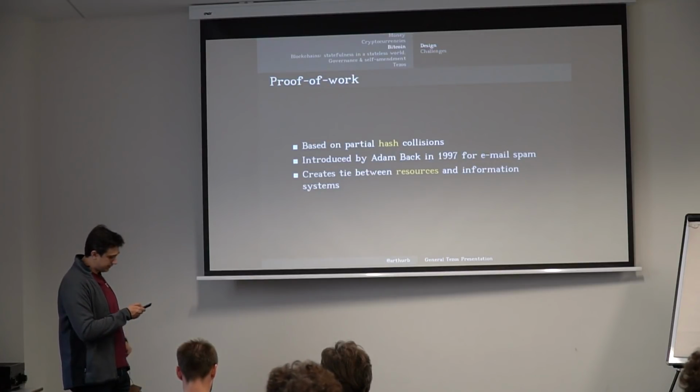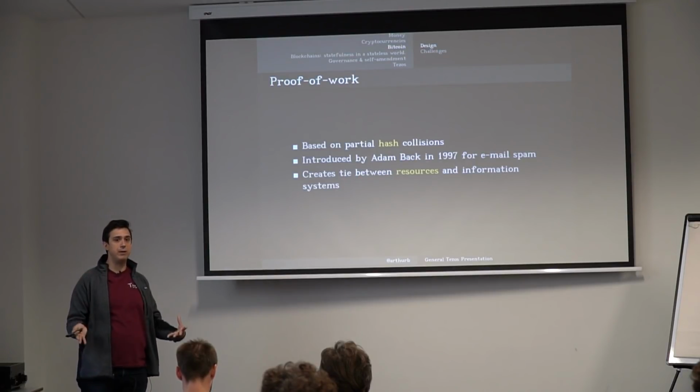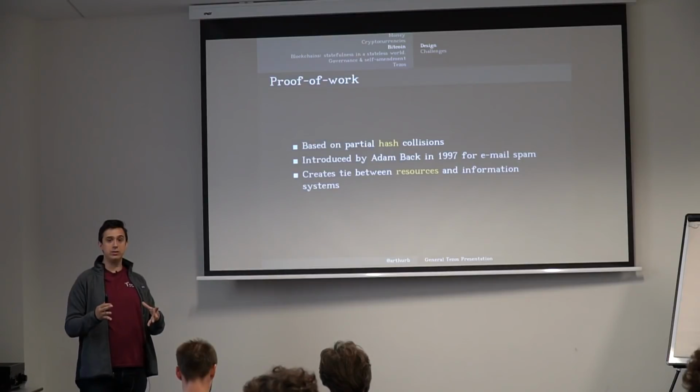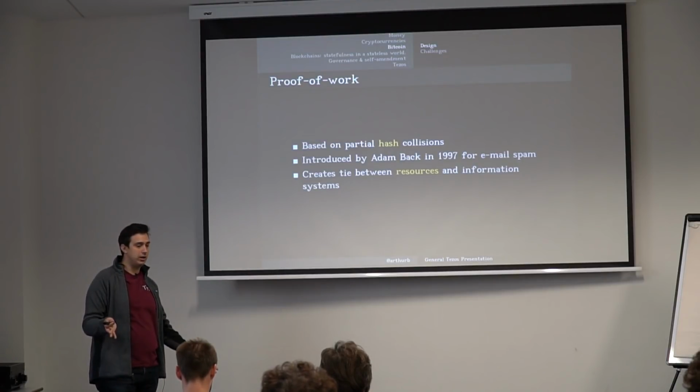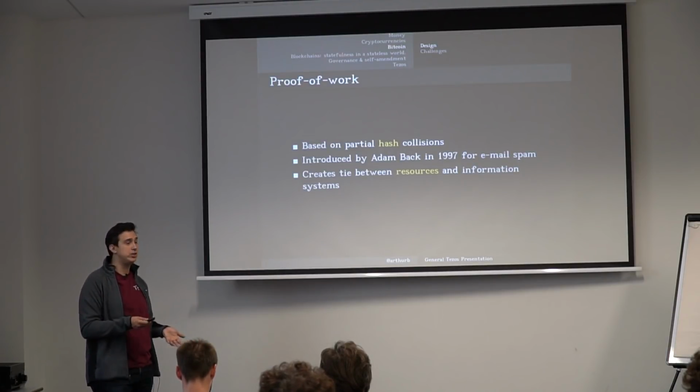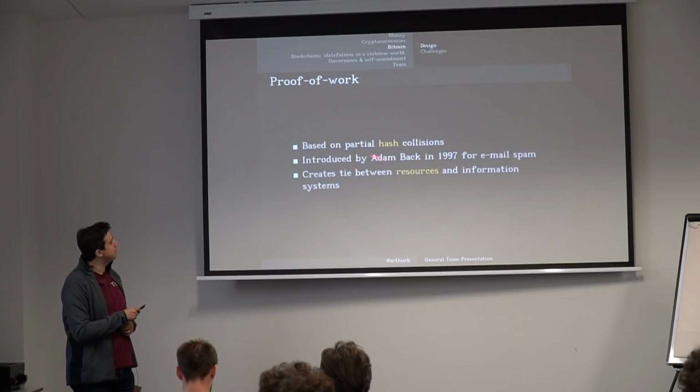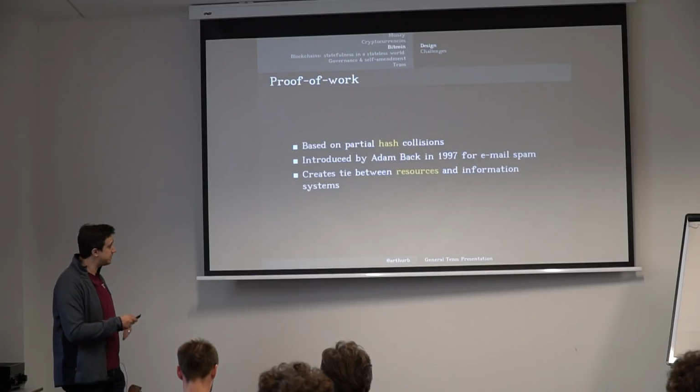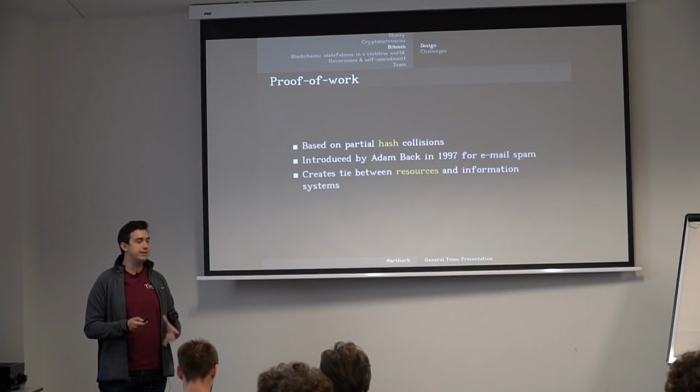And what it does that's really interesting is that it creates a tie between real-world resources, like computing power, electricity, and information. I was talking about how information is not scarce. You can always duplicate information, but this is scarce. This is something that you can verify mathematically, which is scarce. So that's interesting, and that's the first piece of building something like Bitcoin.